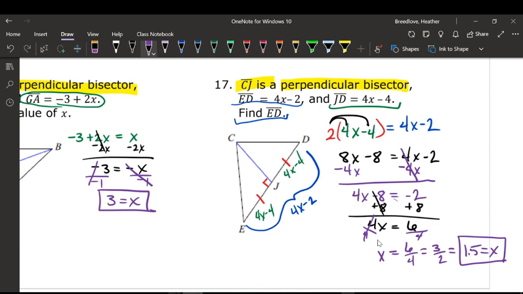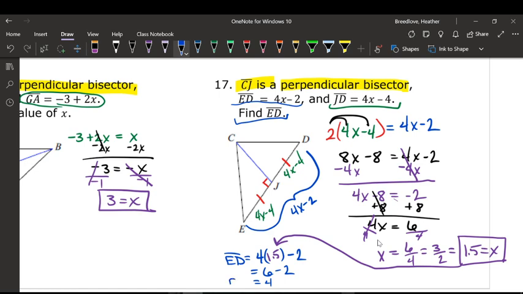But it didn't ask me to find x. It says to solve for ED. And ED is 4x minus 2. So 4, but instead of x, I'm doing a blank parenthesis because I know what x is. X is 1.5. So 4 times 1.5 is 6. So this equals 6 minus 2. 6 minus 2 is 4. So ED equals 4.